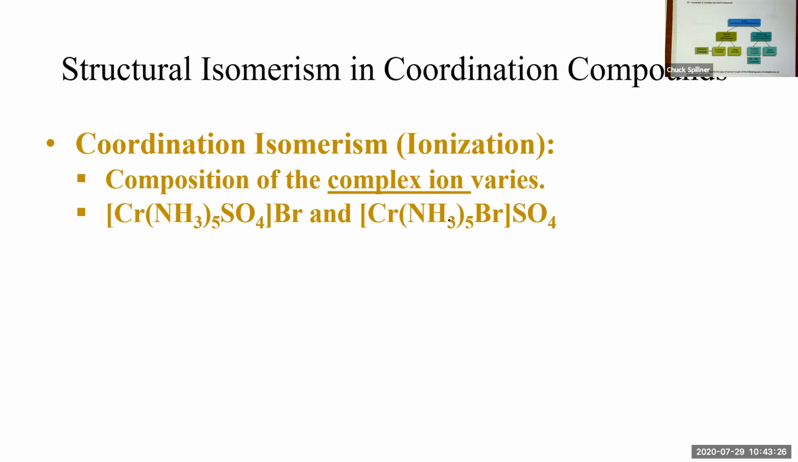So actually, in a coordination isomerism, the complex ion changes. So the complex ion actually changed. In this case, the charge of the complex ion changed. So the chromium in this case is a 3+ chromium. So this is a chromium 3 in both cases. That doesn't change, can't change that. Chromium 3.